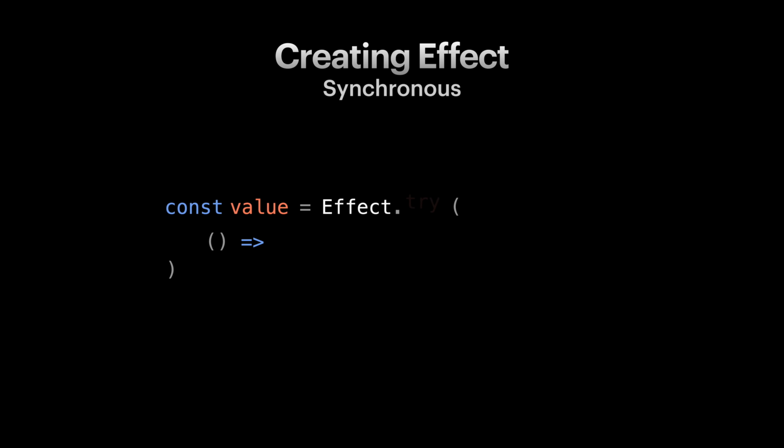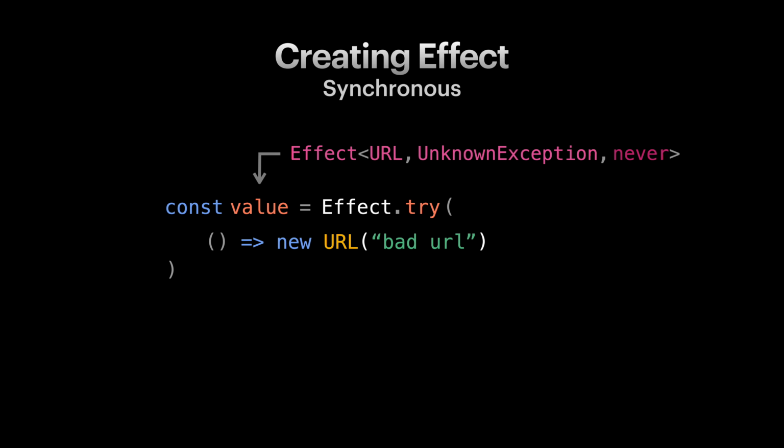For these situations, we can use the try function. For example, here we are creating a new URL object. This obviously won't throw, but imagine a situation where the URL input comes from somewhere else. Then in case of a bad URL input, this will throw. Since TypeScript cannot provide much information about thrown errors, Effect.try specifies the error output type as a general unknown exception type. It is not never because we specifically told Effect our computation may fail by using the try function.